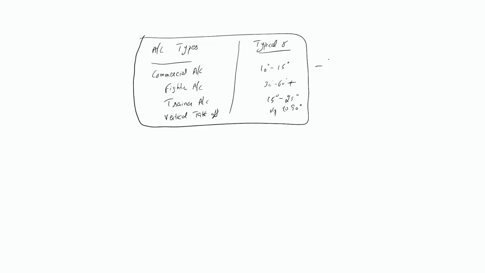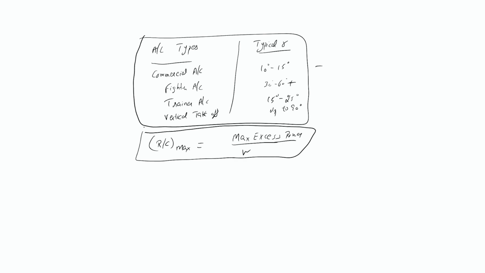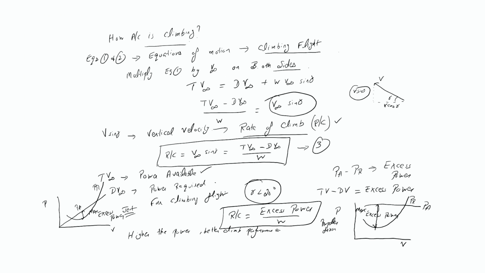All right. So also for jet and propeller aircraft, there is some velocity at which excess power is maximum. So let me draw the plot again. When do we have this R by C maximum? R by C will be maximum when we have maximum excess power divided by W. So remember this figure. This is the velocity at which R by C is maximum.